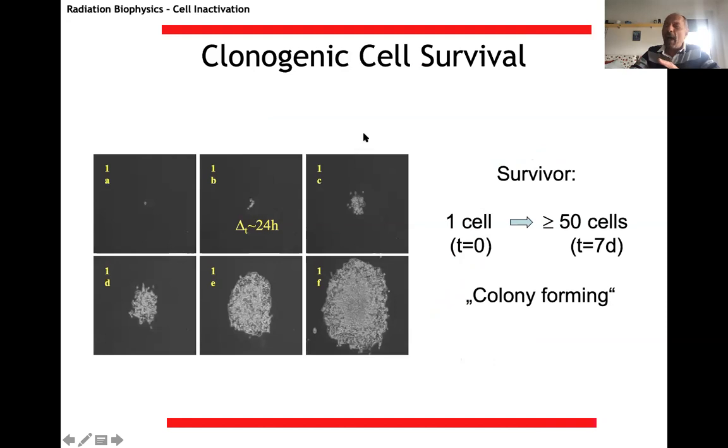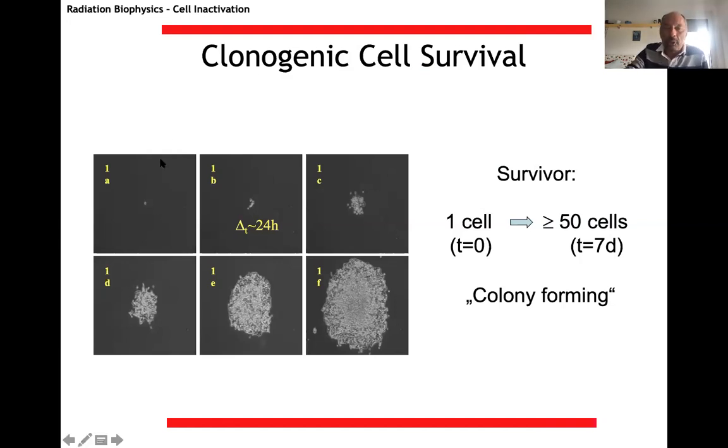So how do we measure the cell killing? Of course, you can say, okay, we can use beta-galactosidase to measure senescence, whatever. But at the end, when we have cells that are growing, we want to see whether they are able to grow. So the definition of cell killing in radiation biology is generally clonogenic cell survival, so the ability of a cell to generate a clone.